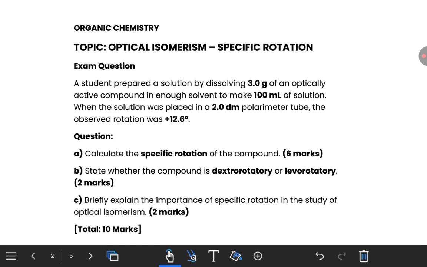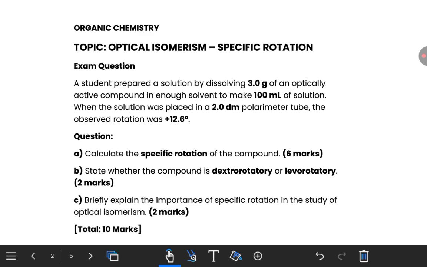The question was, a student prepared a solution by dissolving 3.0 grams of an optically active compound in enough solvent to make 100 ml of solution. When the solution was placed in a 2.0 decimeter tube, the observed rotation was positive 12.6 degrees. The question was to calculate the specific rotation of the compound, and it had 6 marks.